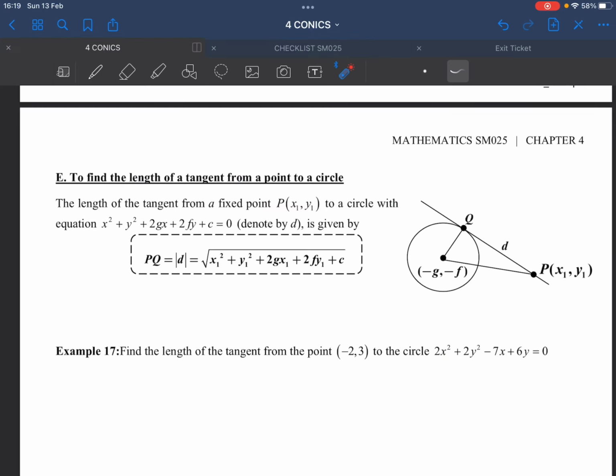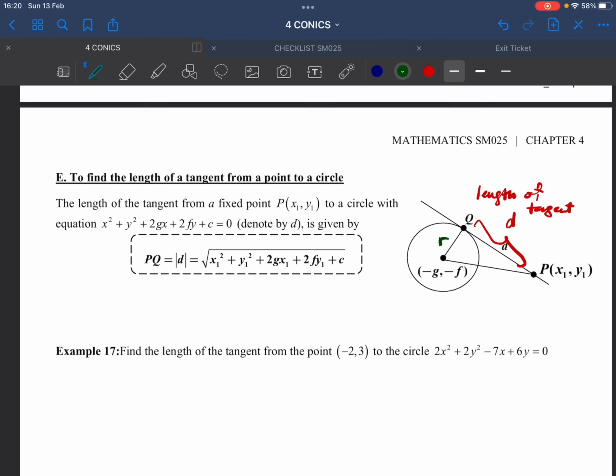As you can see from the diagram here, we have a circle, and here is the tangent line. It touches only at one point. And the length of tangent from a fixed point is this length here, from a point to the circle. So this is labeled as D. This is your length of tangent, from point P to the circle. So obviously you know that this will be your radius.